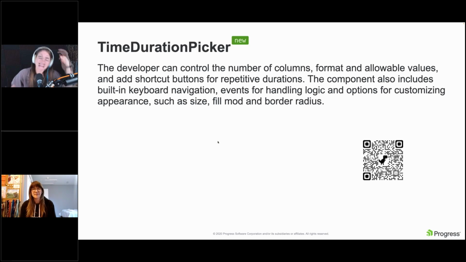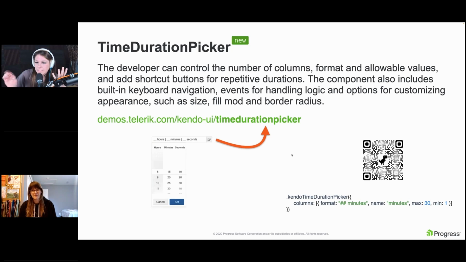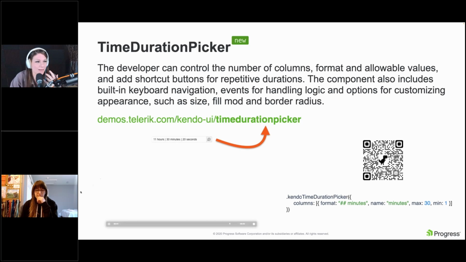But the time duration picker is a new jQuery component. Let me see if I can click. Yes, so here is the link under demos.telerik.com. You can see the time duration picker here where you're selecting, and the developer has the ability to customize the actual bits. You can see I'm typing at the bottom where it's Kendo time duration picker, and you can say I want the format, the name, max, min, etc. So that's a very cool new component.